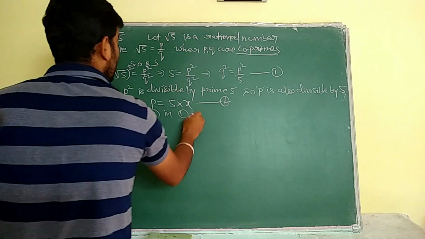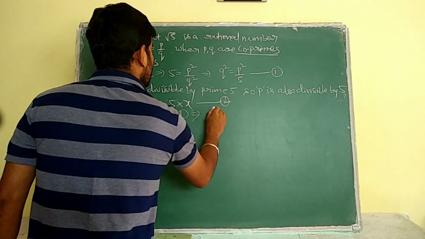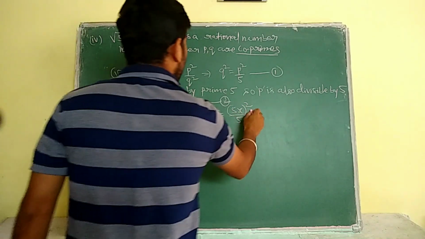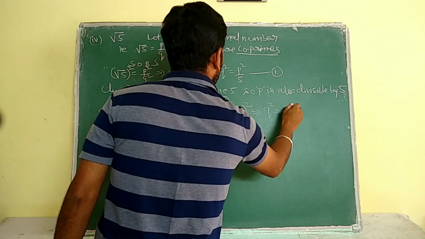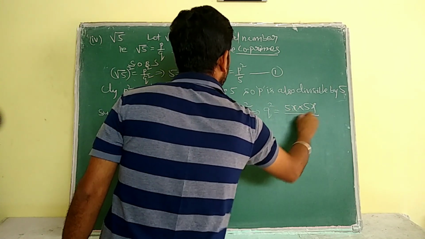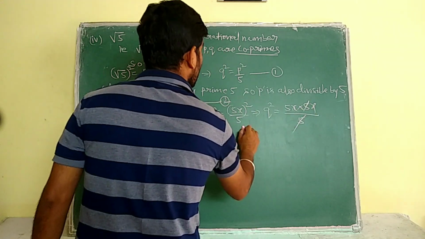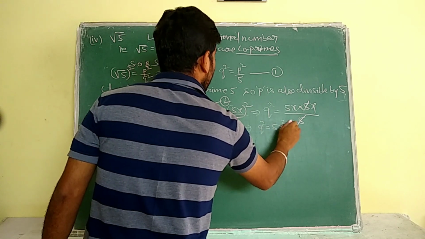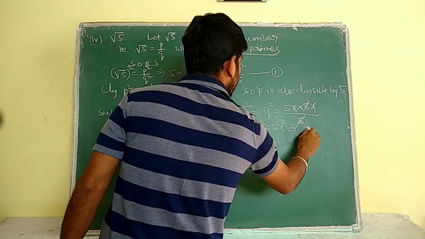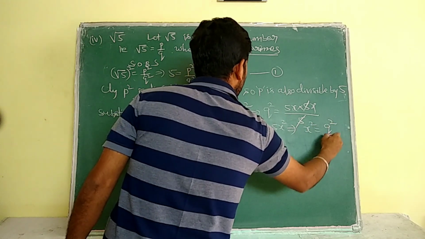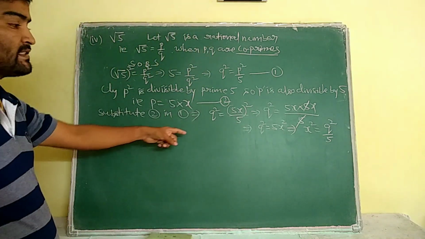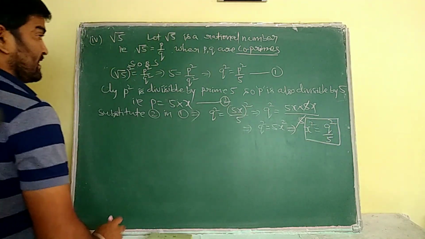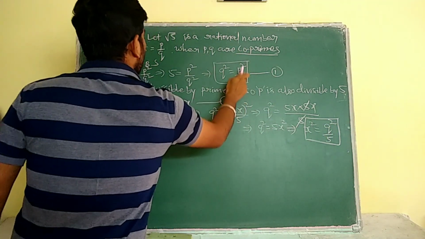Substitute 2 in 1. That implies q square is equal to 5x whole square by 5. That implies q square is equal to 5x into 5x by 5. One 5 and one 5 will cancel out. That implies q square is equal to 5x square. That indicates x square is equal to q square by 5. Again the same condition here. So this 5 divides q square exactly, as we obtained that 5 divides p square exactly.